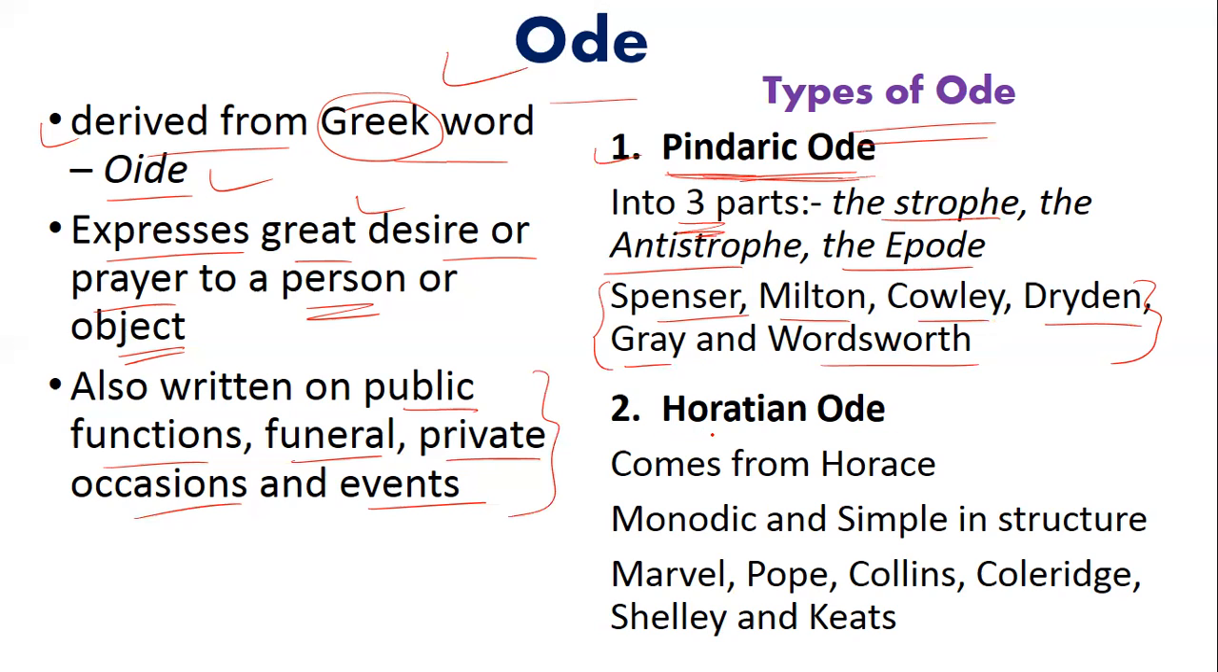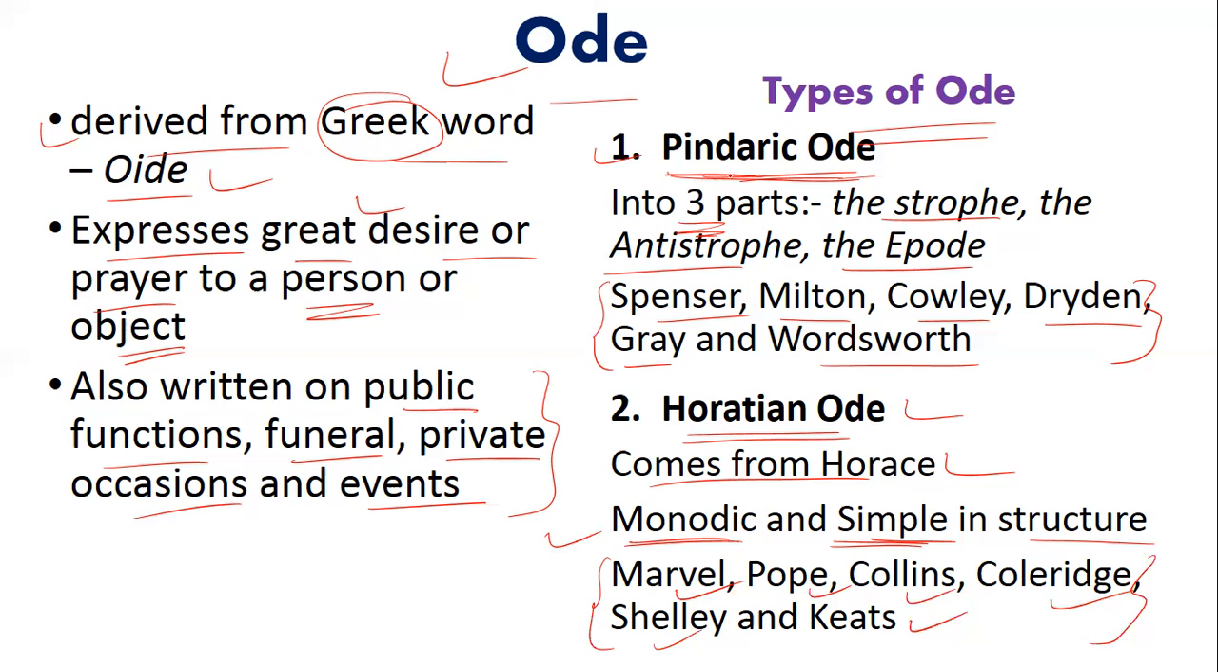Then comes Horatian ode. Horatian ode comes from Horace. Horace is the person, the literary figure from which this particular type of writing ode was coming from. Then monodic and simple in structure. These are its characteristics, friends. Horatian ode is monodic of style and simple in structure. The poets like Marvell, Pope, Collins, Coleridge, Shelley, and Keats. These are the poets who wrote this particular type of ode here, friends.